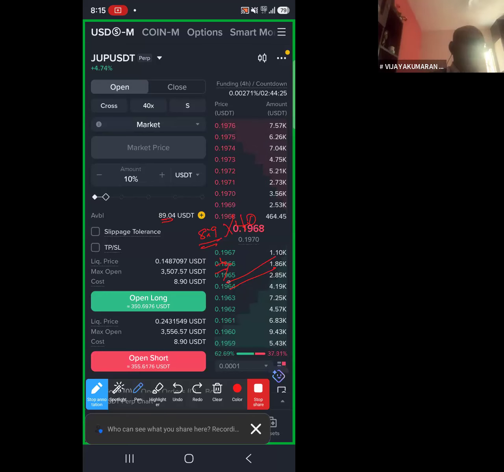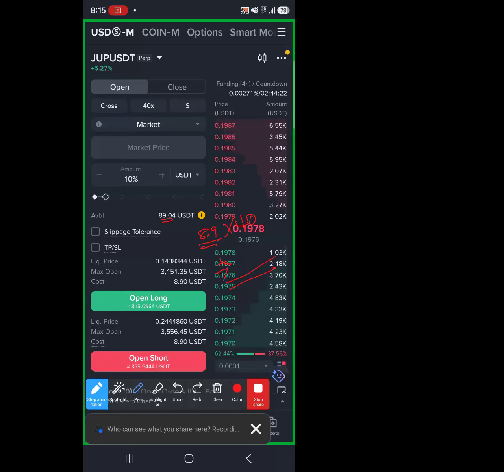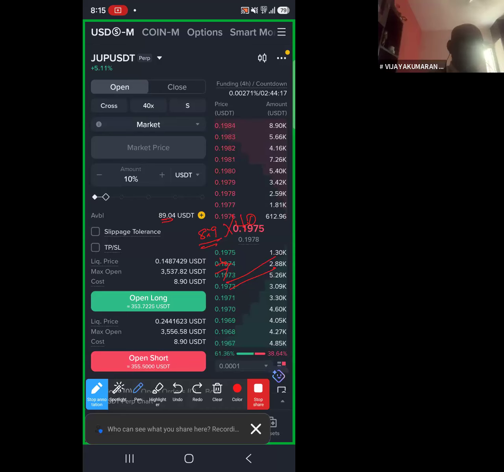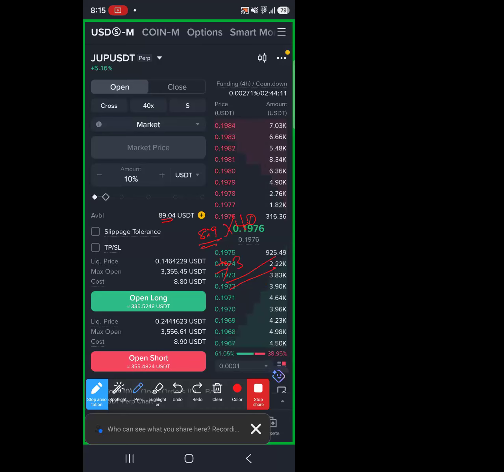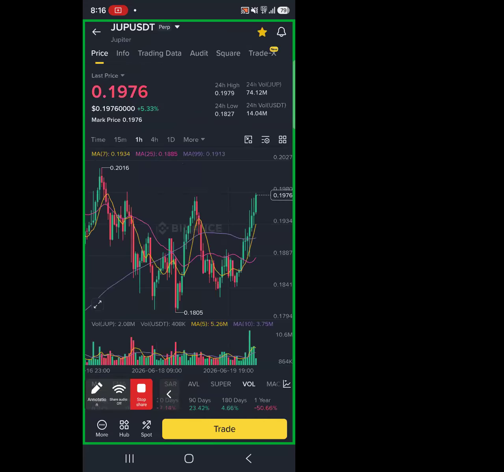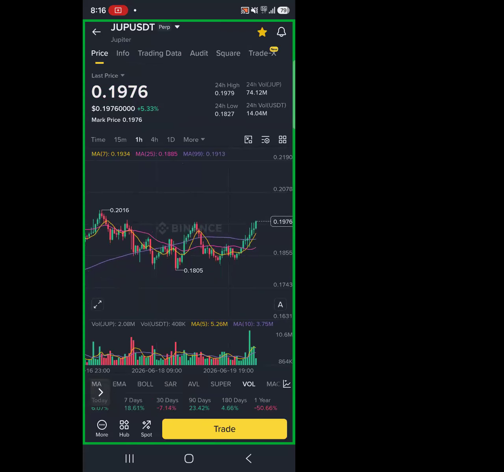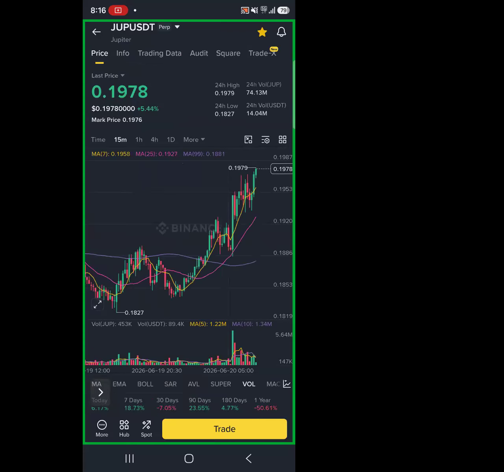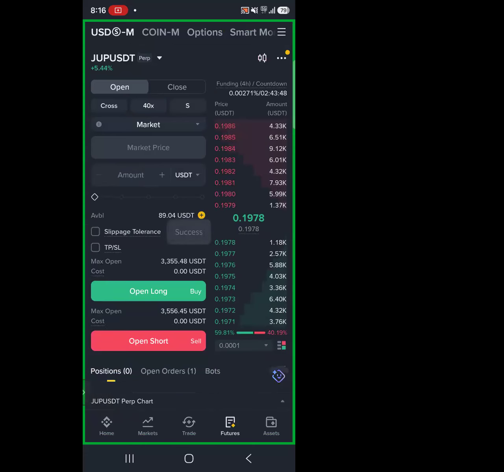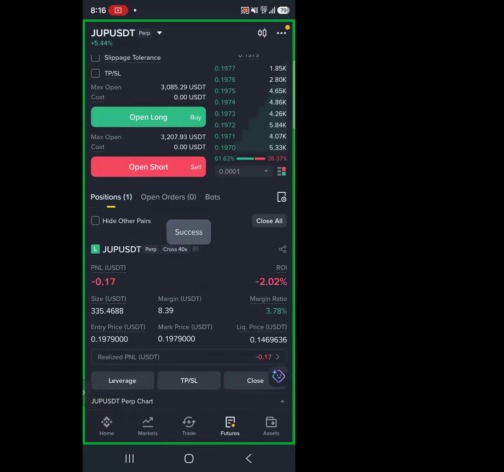One moment, I will calculate. Please allow me. 8.9 times 40, 356. Yes, 356 USDT. So that is what is going to open the trade, right? So let me tap on OK. Okay, so I'm going to tap on long, and we're going to have our position here.